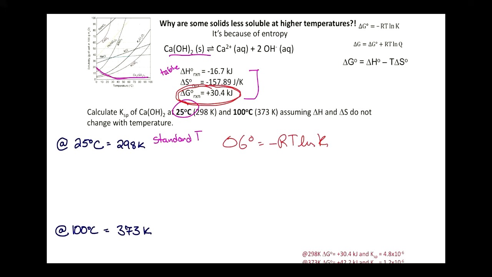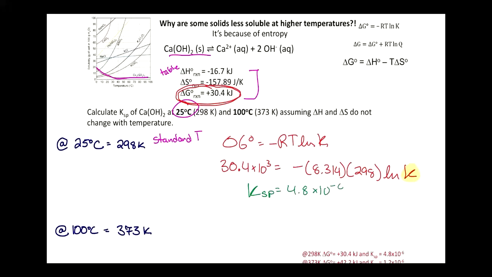Right? So at 25 degrees Celsius, we're going to simply use 30.4 times 10 to the 3 equals negative 8.314 times temperature 298 times ln K. So natural log of K, we are just solving for what K needs to be. Solve for K: divide both sides by these terms and then take e to both sides. I'm just going to skip these steps. So you get Ksp equals 4.8 times 10 to the negative 6.